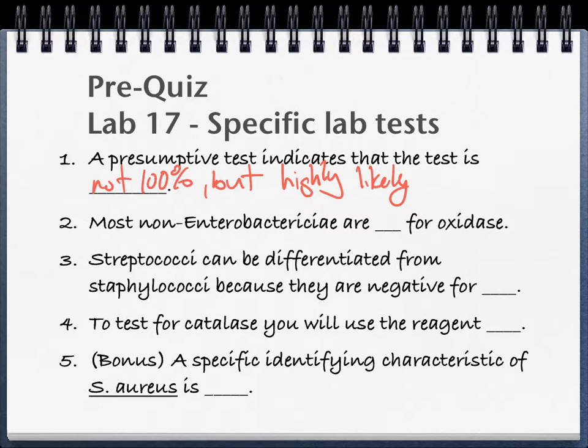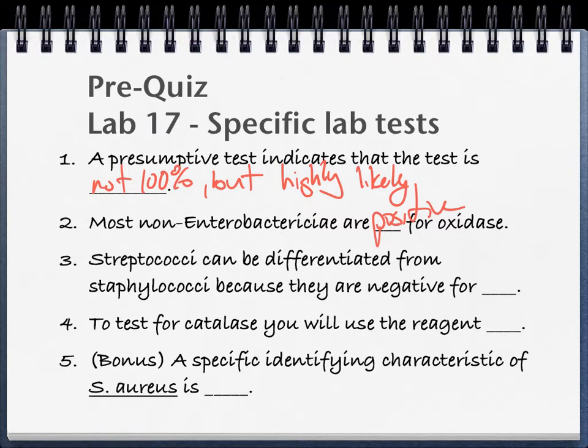Most non-Enterobacteriaceae, or non-enterics, are what for oxidase? Positive. Good, so we can use the oxidase test to differentiate between the enteric, or the Enterobacteriaceae, versus the non-Enterobacteriaceae. The non-enterics are positive.